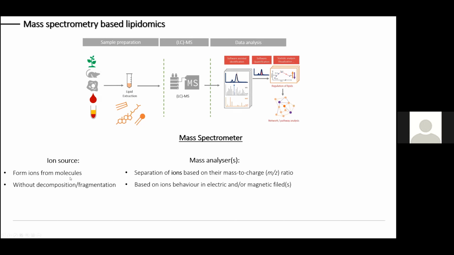These ionized lipids can be separated based on their mass to charge ratio in the electric and magnetic fields of our mass analyzers. And at the end, we can detect either ion count, image charge or current, depending on the mass analyzer you are using. So we have to ionize, separate, and detect.